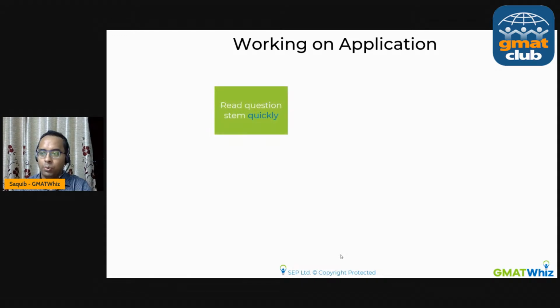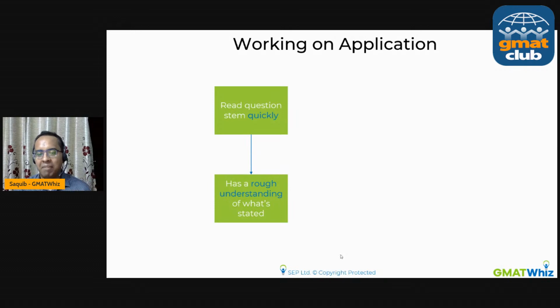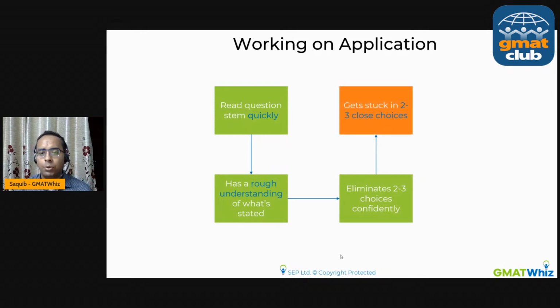If you are somebody who does something like this, which I'm showing you now, you read the question stem quickly, have a rough understanding of it. Like somebody asked me now, how would I do a CR question in 2 minutes, right? So this is how somebody would do it. Read the question stem quickly, have a rough understanding of it, eliminate 2 to 3 answer choices based on that understanding, but then you'll get stuck with 2 to 3 answer choices.